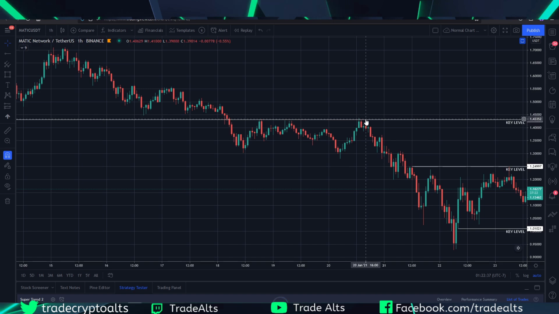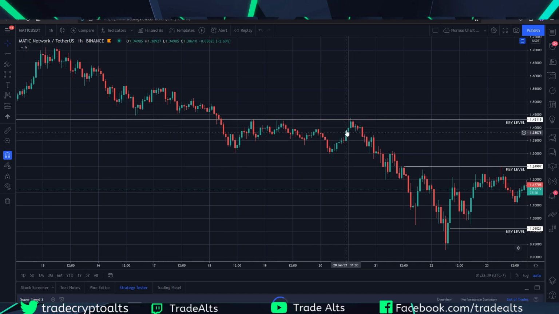I'll get into that in future videos. But you basically take out any of these highs that were sitting here, you close below this key level, and you get a big move to the downside.